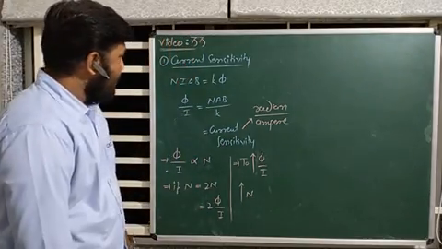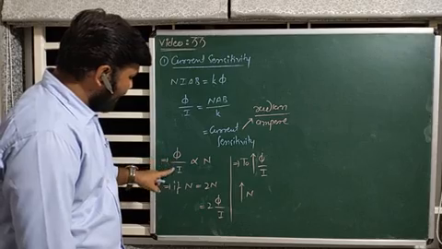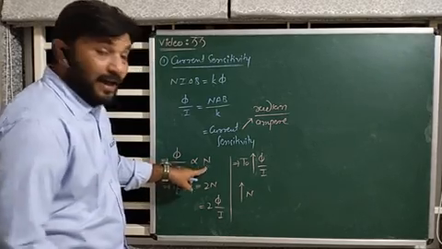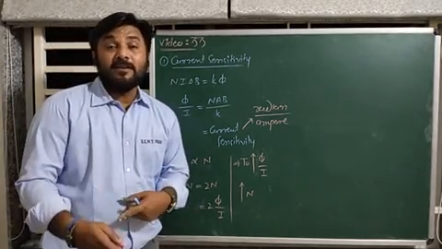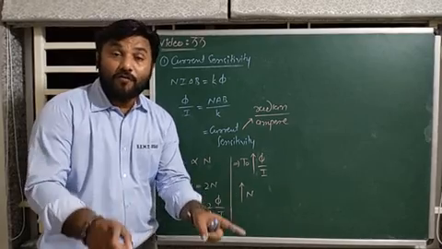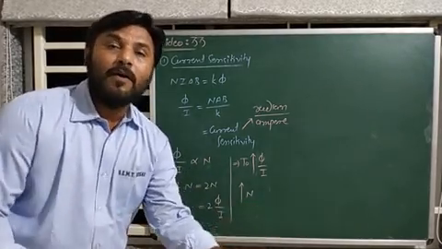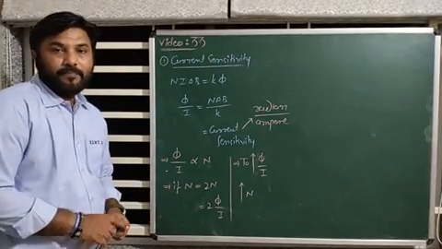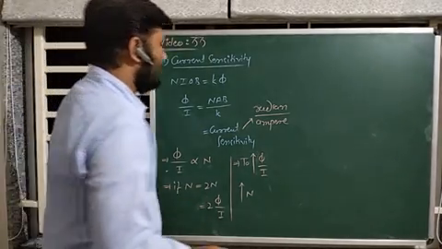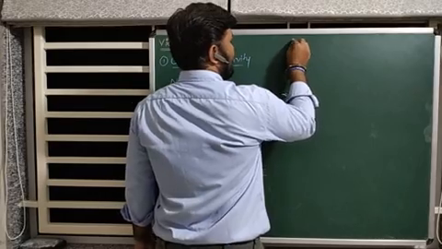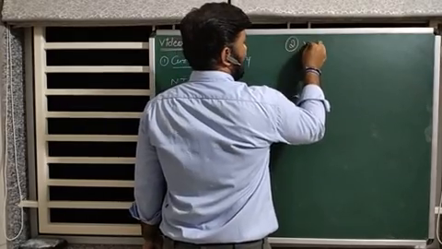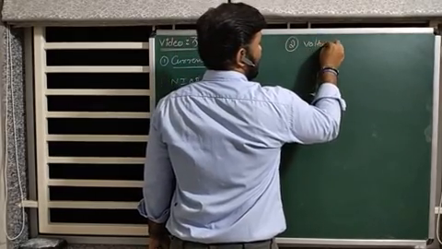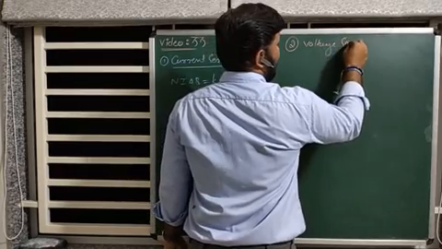And that current sensitivity depends upon the number of turns. As the number of turns increases, the current sensitivity of a galvanometer also increases. Why? Because of this reason. Clear? Now, second, what is voltage sensitivity?